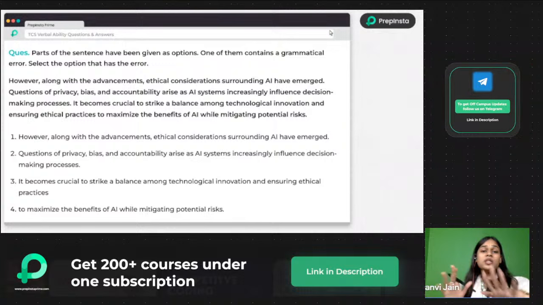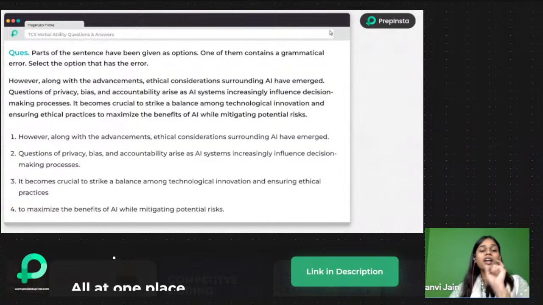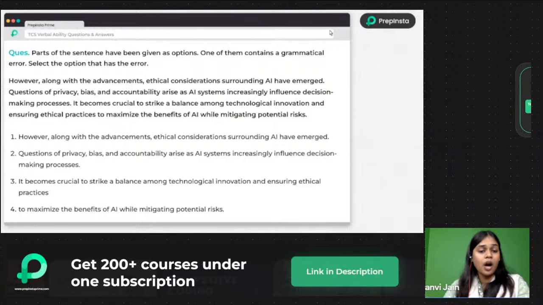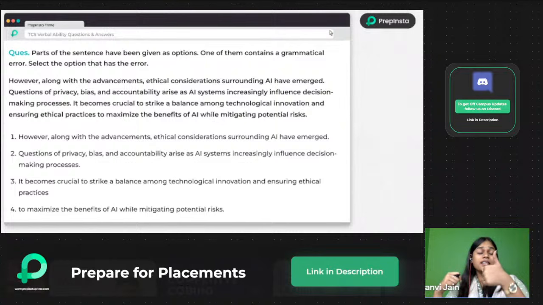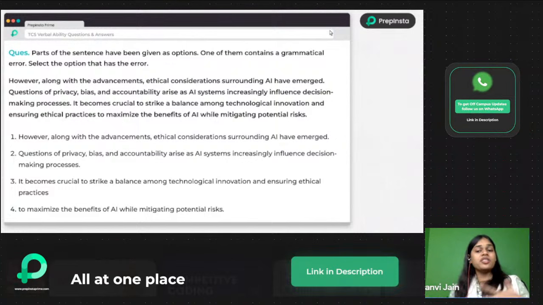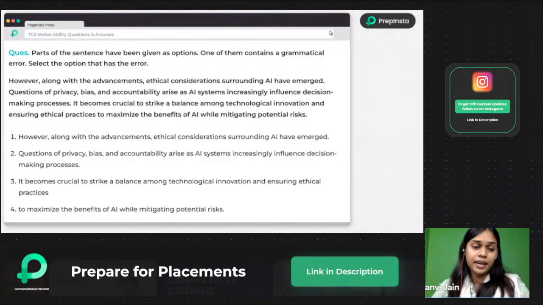All right, so let's quickly come to the solution for this question. The first sentence says, however, along with the advancements, ethical considerations surrounding AI have emerged. Now, there are 2 options which could be incorrect. First is, however, along with the advancements, ethical considerations surrounding AI have emerged. Because ethical considerations is a plural term, we have used a plural verb over here, which is have emerged. Completely correct. So sentence A is completely correct, so we're going to eliminate that.